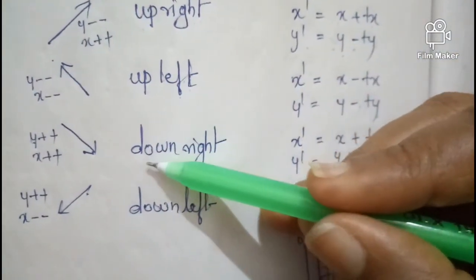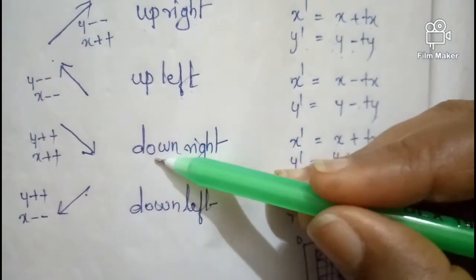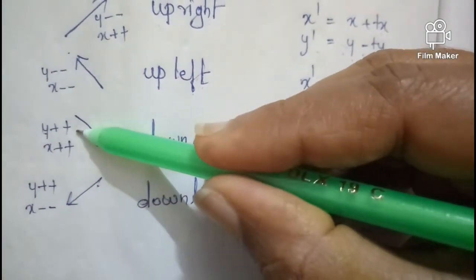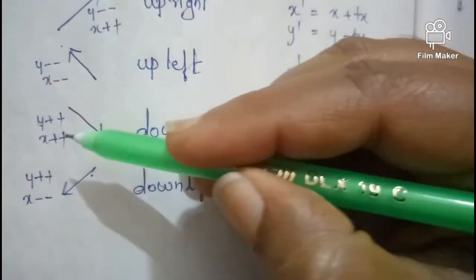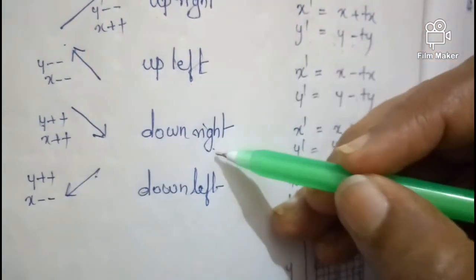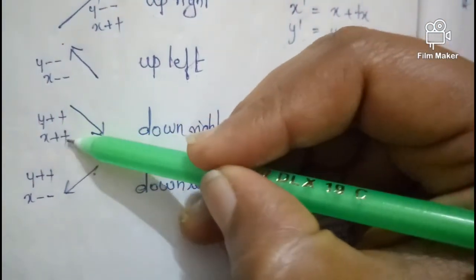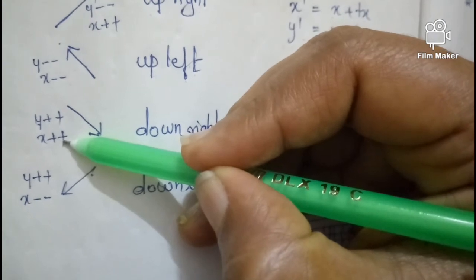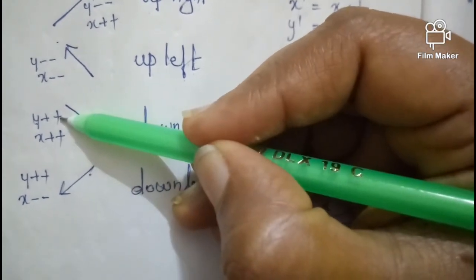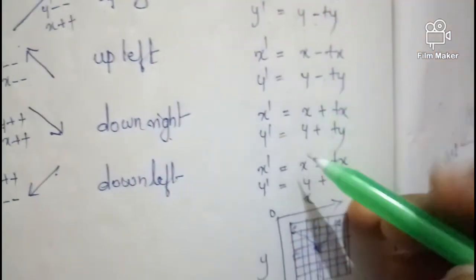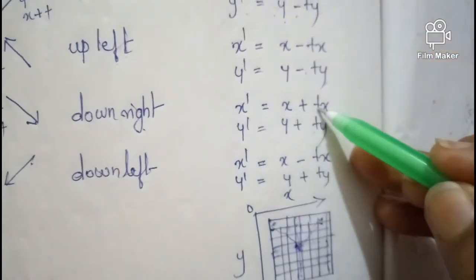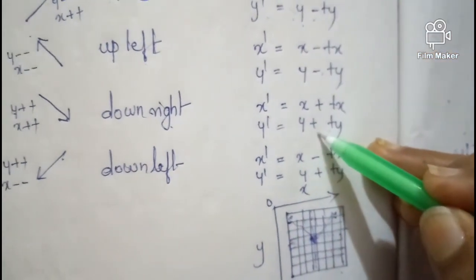What if I am going to move down right? Downward movement means y increments. Right movement means x increments. So x increment means tx should be added. Y increments means ty should also be added. So equation is x dash is equal to x plus tx and y dash is equal to y plus ty.